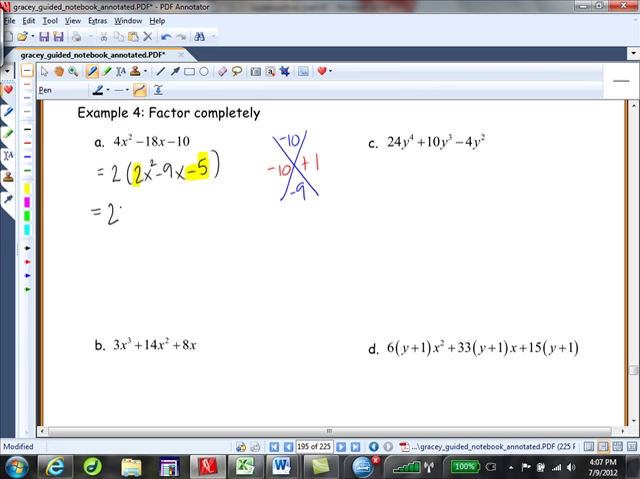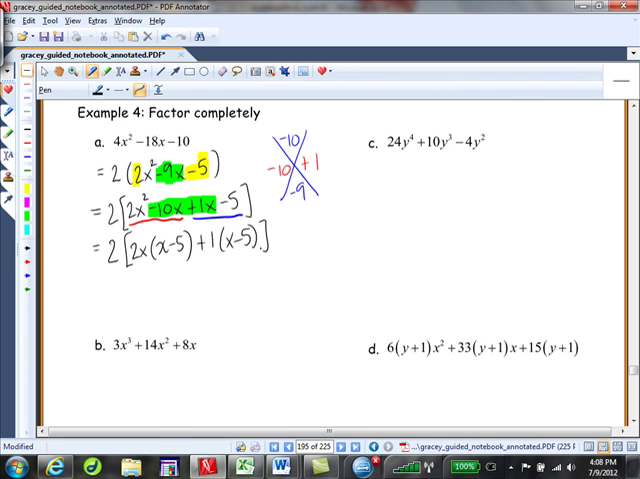So don't forget to keep the 2 hanging around for the ride. Otherwise, it's very easy to forget to put it back at the end. So I split that middle term like so, and then factoring by grouping, we will have this 2 hanging out. I can factor out a 2x from the red group, and I'll be left with x minus 5. Factor out a 1 from the blue group, and I'm left with x minus 5.